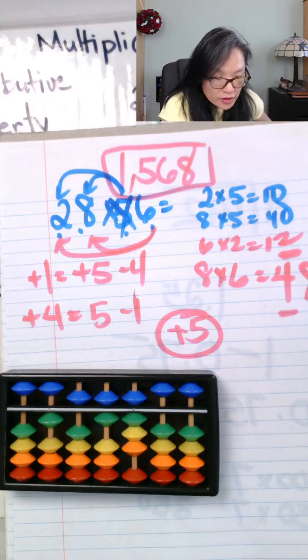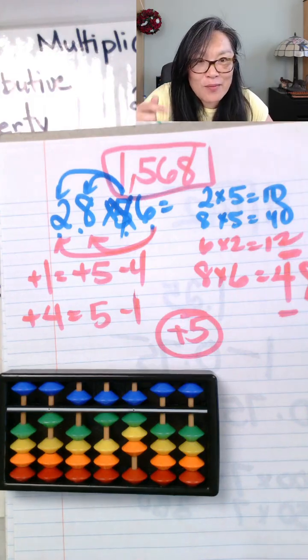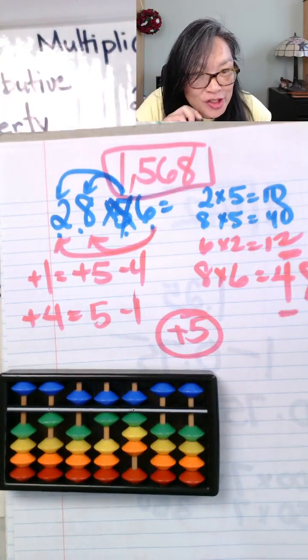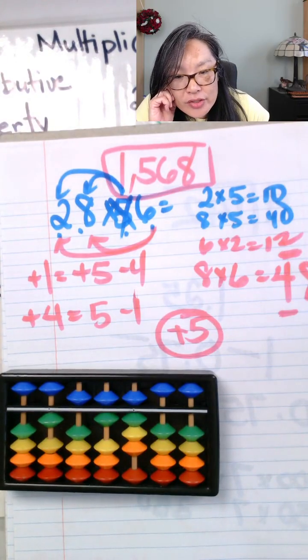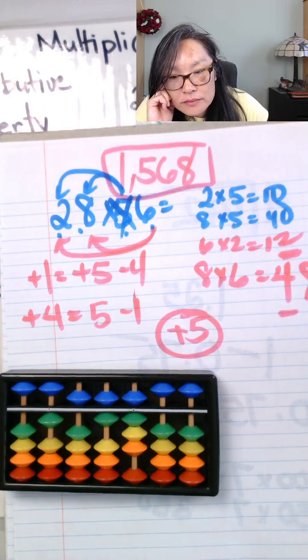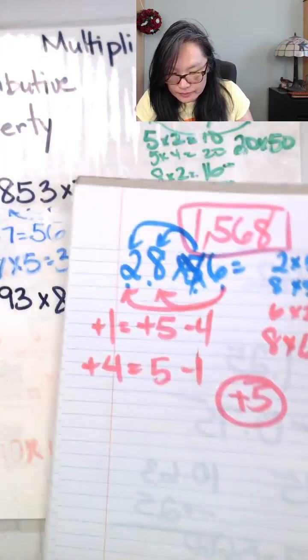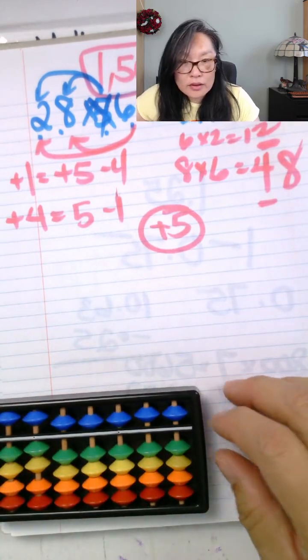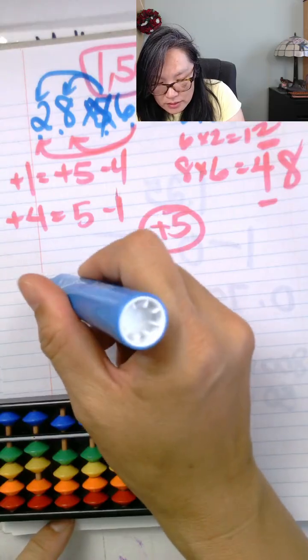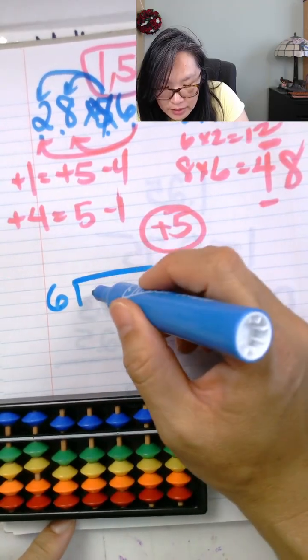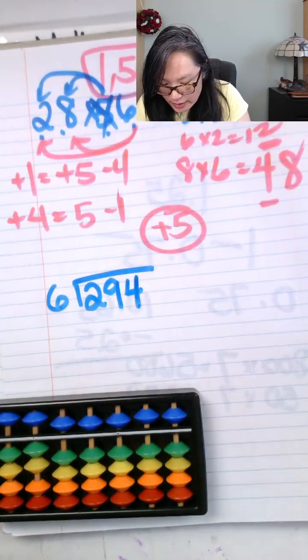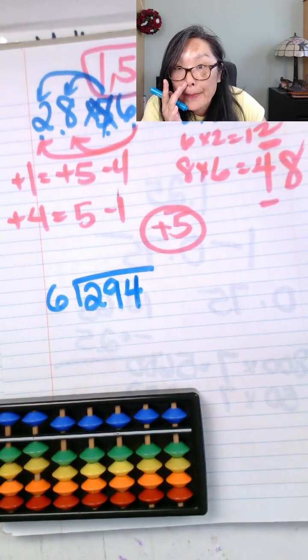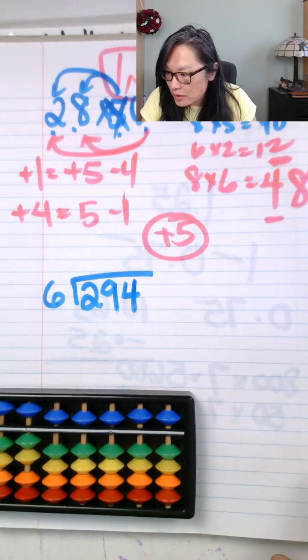Can you do one more division? Ah, yes, I can, because I've got my how-to sheet. All right. So we can do division. Okay, let's do this one. We have 294 divided by 6. Yep. Okay, so let's go back to division.